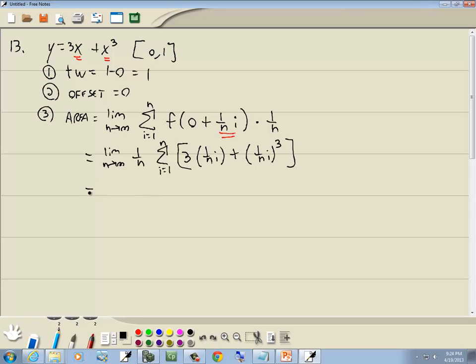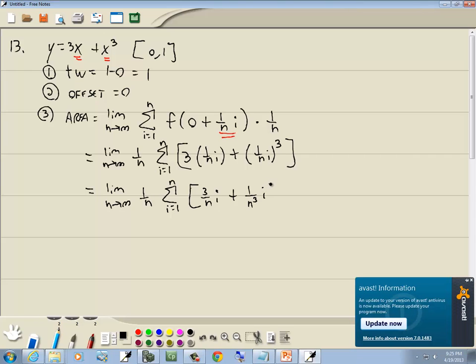Okay, so we've got the limit as n goes to infinity of 1 over n, the summation from i equals 1 to n. This is going to give us 3 over n times i plus 1 over n to the third power times i to the third.